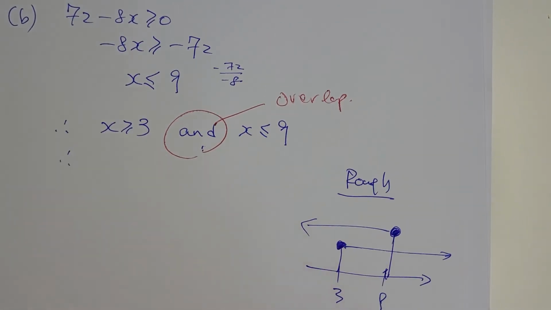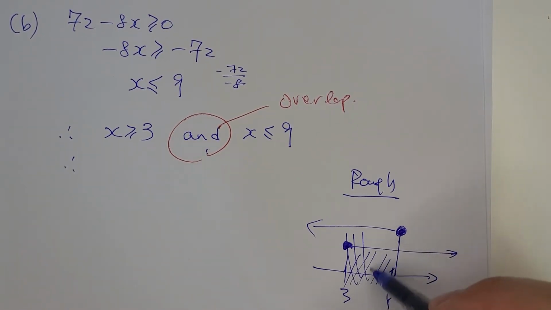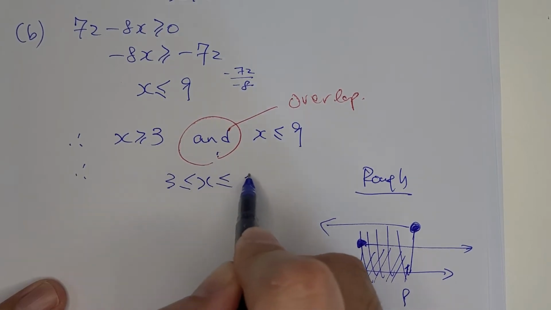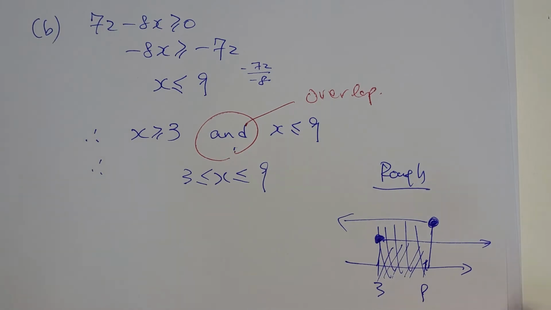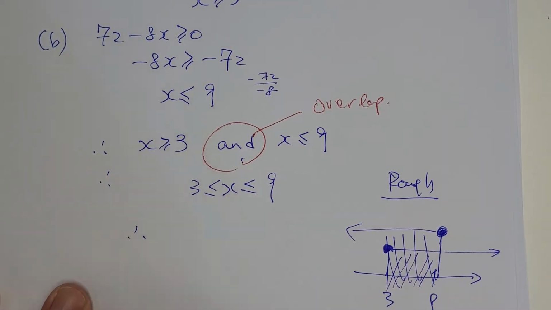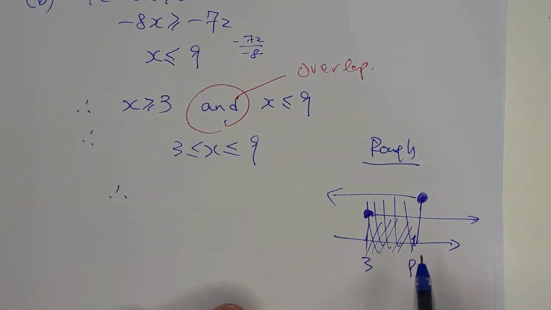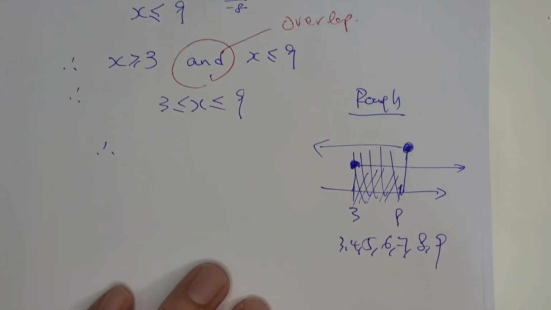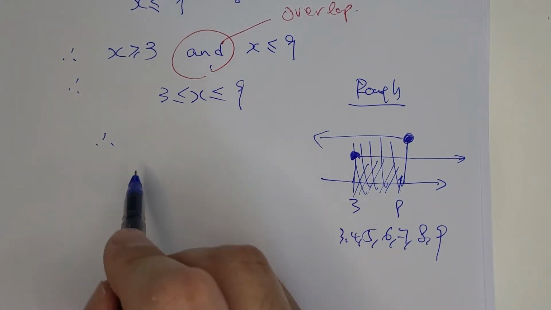Therefore, the region would be here. x lies between 3 and 9, including these two numbers, 3 and 9. So therefore, you need to count how many integers there are between 3 and 9, starting from 3. So 3, 4, 5, 6, 7, 8, 9. Therefore, there are in total 7 integers.